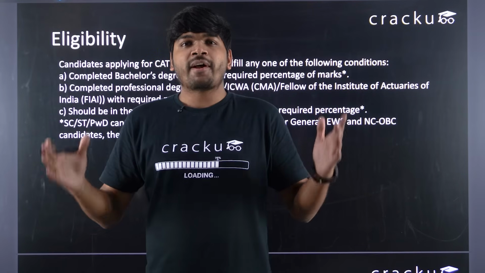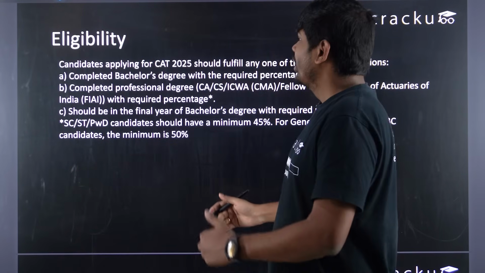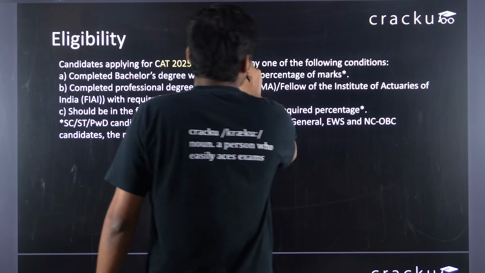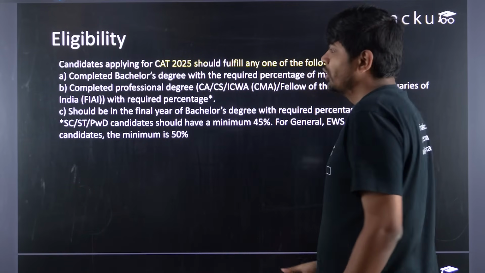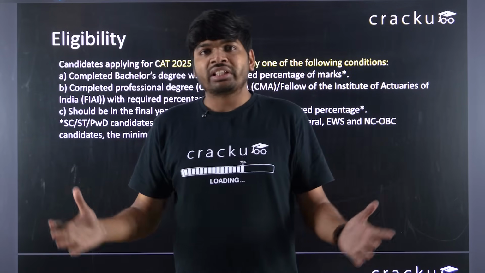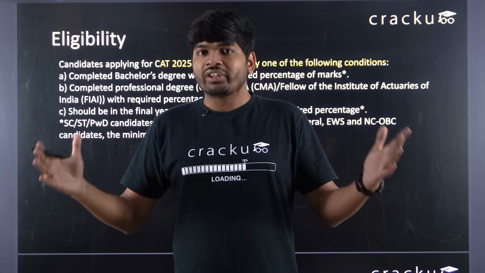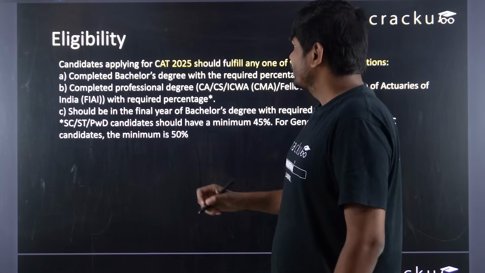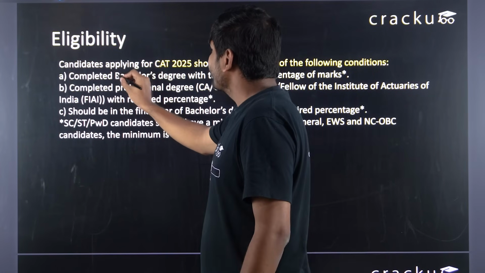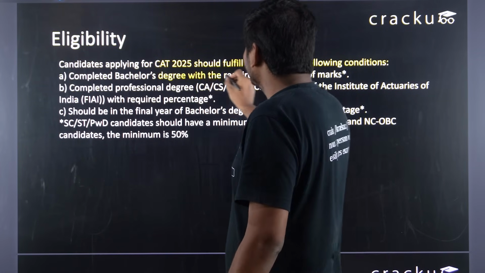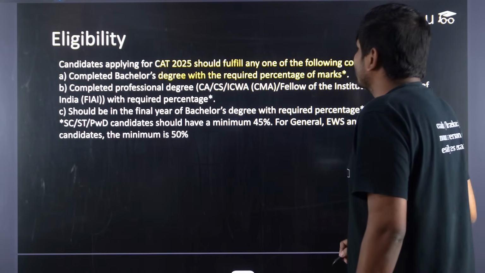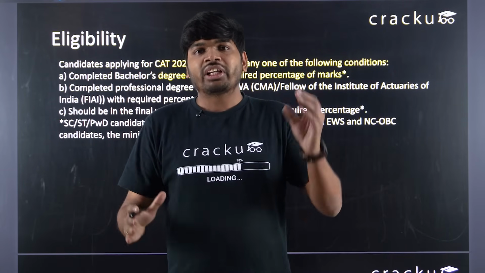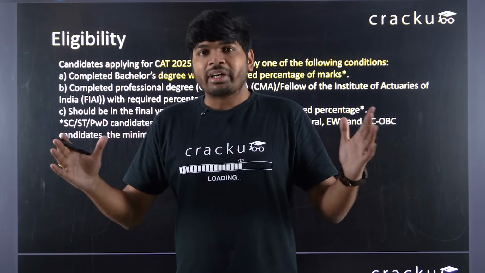Okay, so now coming to eligibility. Candidates applying for CAT 2025 should fulfill any one of the following conditions. There are three conditions. If you are fulfilling any one of the conditions, you can apply for CAT 2025. The first condition is that you have completed a bachelor's degree with the required percentage of marks. So you have a bachelor's degree with the required marks. What are the required marks?